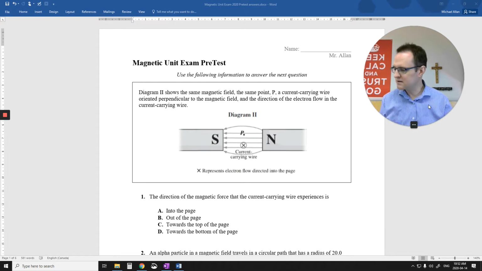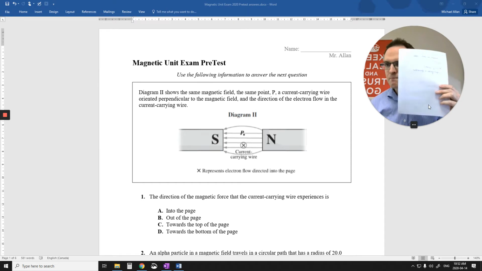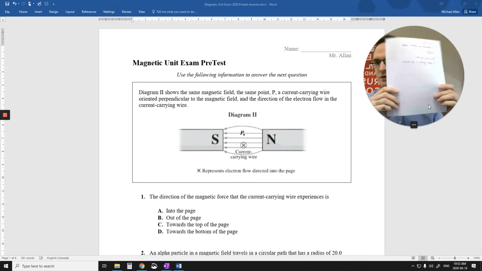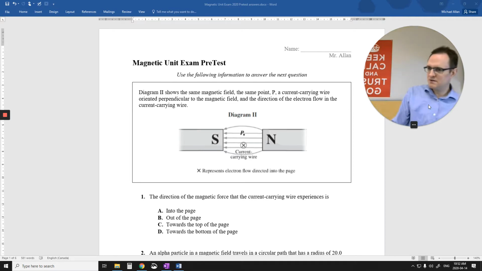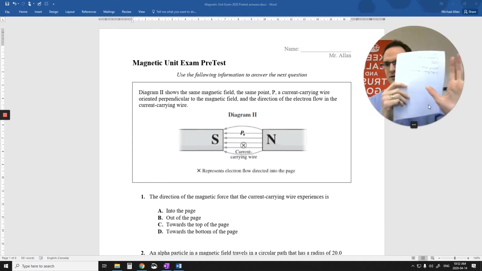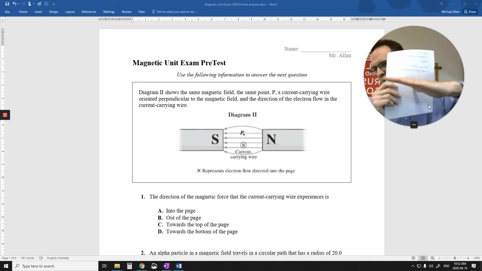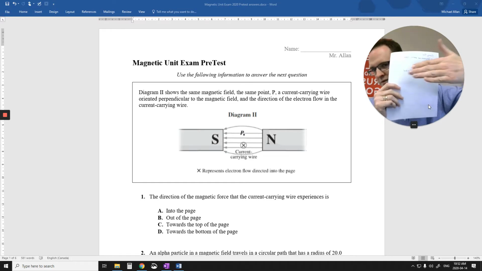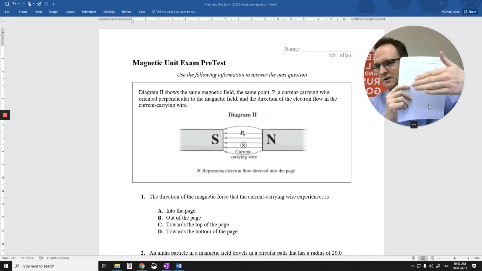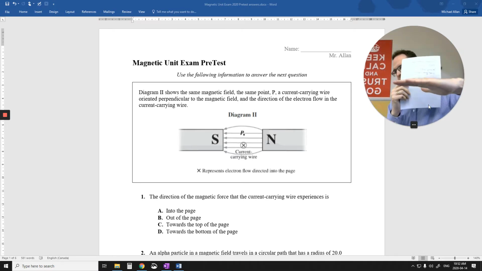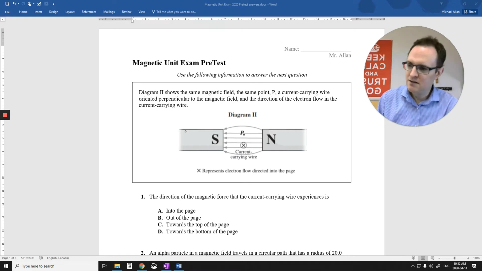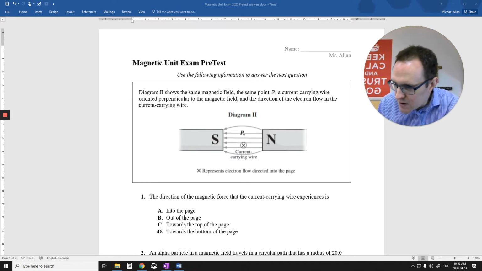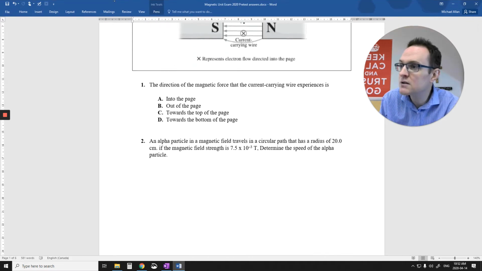Just imagine that this is my piece of paper. So I'm going to use my left hand to do this one. I'm going to go thumb into the page. My fingers are going to be going from north to south, so my fingers are like the arrows of the external magnetic field. They're going that direction. So you notice when I did that into the page, my hand is getting forced downwards there. So I could see that this is going to be towards the bottom of the page.